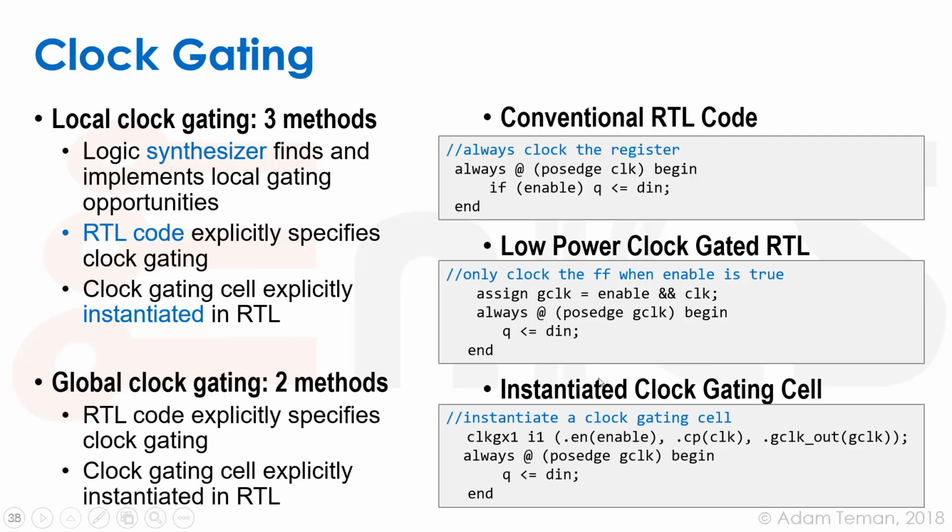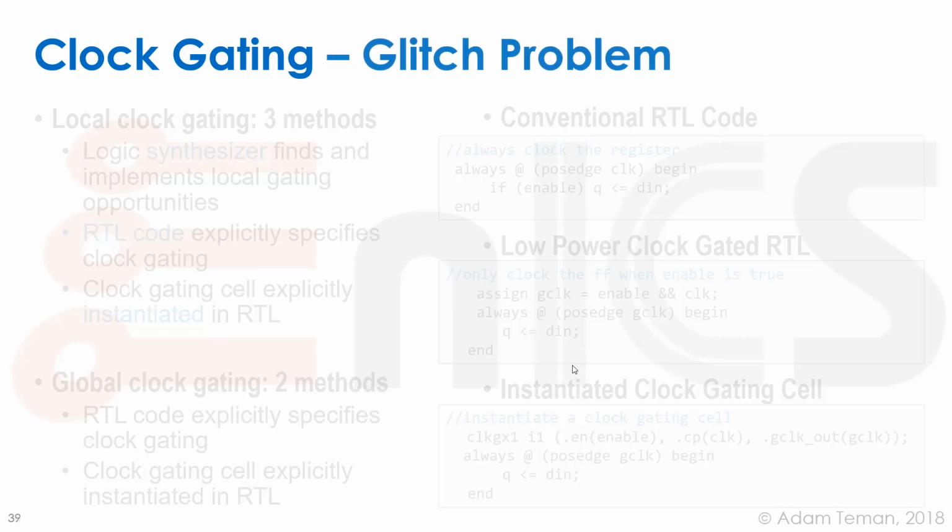We can also do some of these at the global method. One is using this RTL code, and the other one is instantiating a clock gate. Often we'll use the instantiation of a clock gate, because that way it's easy to tell the synthesizer not to remove it and to keep it there, even though it may not look like it has any reason to be there for some sort of a synthesis algorithm.